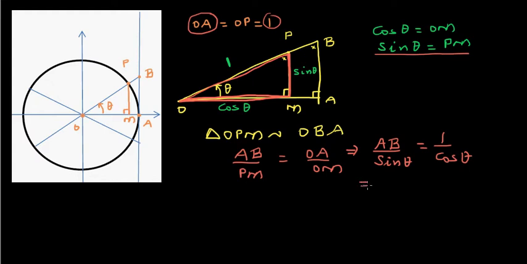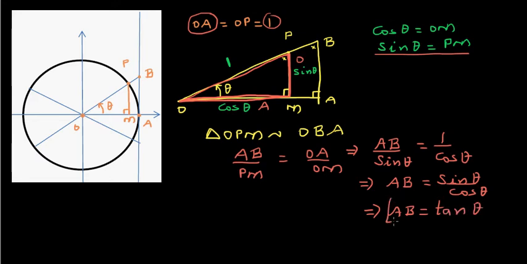Multiplying both sides by sine theta, AB is sine theta divided by cos theta. By definition, sine divided by cos, or in a different way, is opposite over adjacent. Opposite divided by adjacent is tan. So that's why AB is tan theta. So this side in a unit circle is called tan theta. Let's recapitulate. OM is cos theta, this side is sine theta, and AB is tan theta.